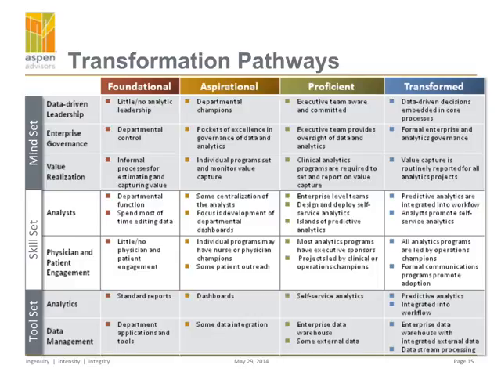For enterprise governance, under foundational, we have departmental control. In aspirational, you have pockets of excellence. I already referred to that. In proficient, you have executive team providing oversight, and then in transformed, you have a formal enterprise and analytics governance.